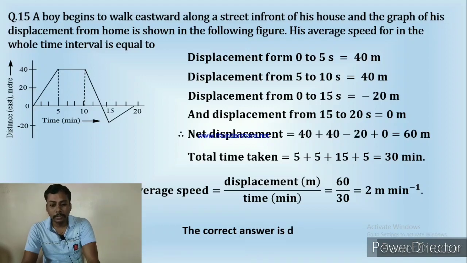So here just note down, this is not second, this is in minute, and this is given in the diagram here. First 5 minute 40 meter, then 5 to 10 minute, again 40 meter displacement is there, then 0 to 15 minute minus 20 displacement is there, and 0 to 20 0 displacement is there. So total time 5 plus 5 plus 15 plus 5, net displacement 60. So average speed 60 upon 30 is equal to 2 meter per minute. So the correct answer is D.